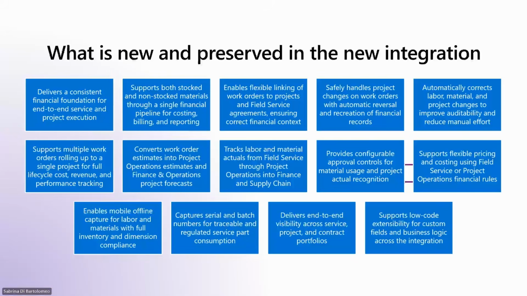From an operational standpoint, technicians can capture labor and materials offline with full inventory and dimension compliance. Serial and batch tracking ensures traceability for regulated industries. Ultimately, this integration delivers end-to-end visibility across service, project, and contract portfolios, combining operational agility with financial control.